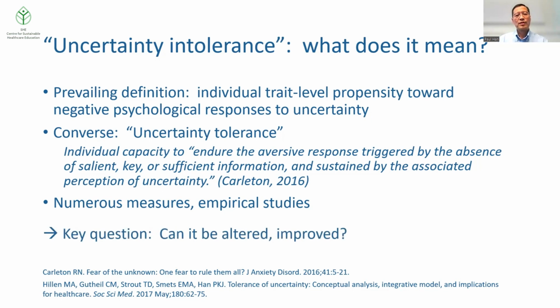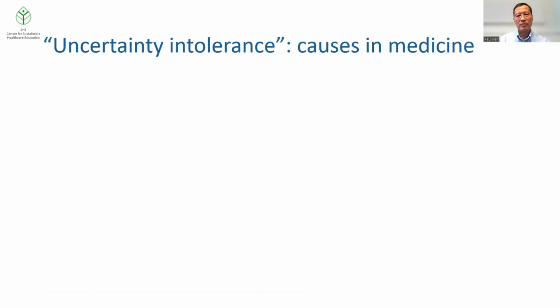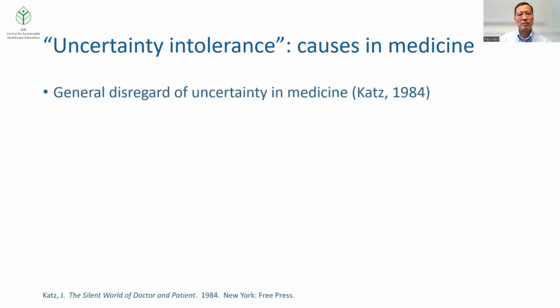So one question to ask when we think about a connection to overdiagnosis in particular is: is uncertainty intolerance alterable? Can we actually change it? Even though it's been considered to be mostly a trait level characteristic, can we actually alter it or improve uncertainty tolerance? Well, to answer that question, we have to first consider what the causes of that are. What causes uncertainty intolerance, particularly in different contexts like medicine? And there's been some work on this as well.